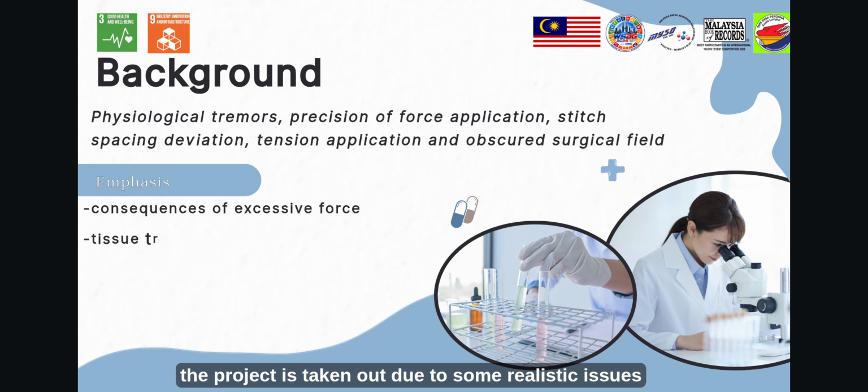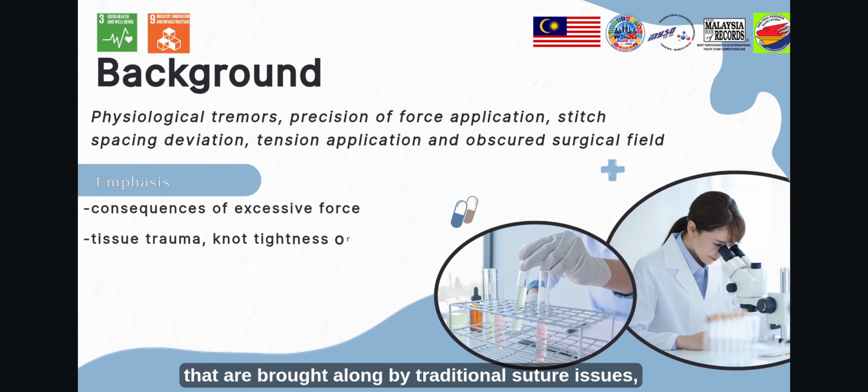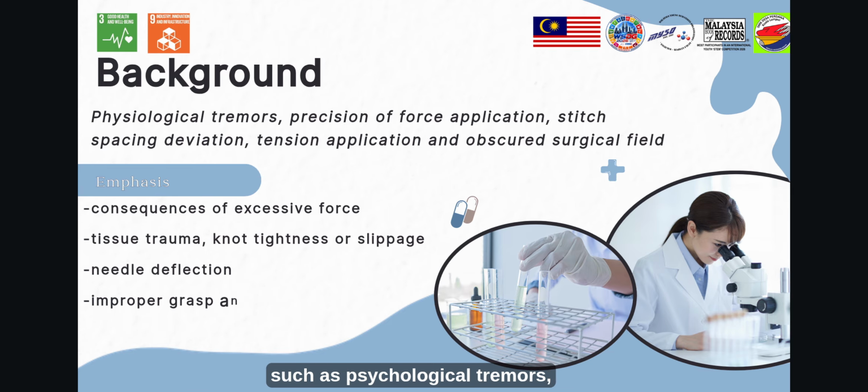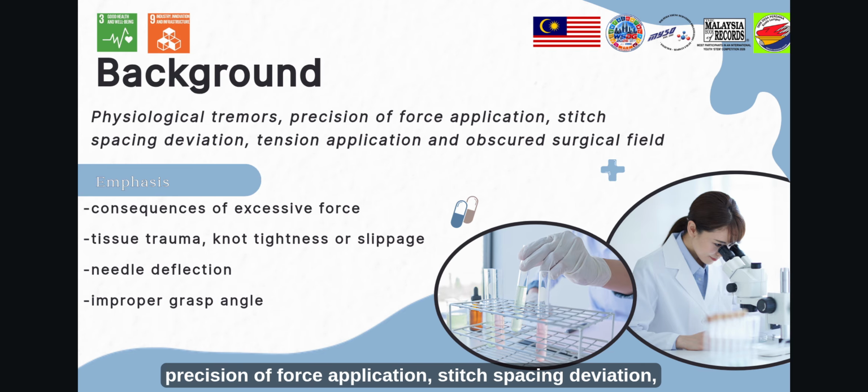As for the background, the project is carried out due to some realistic issues brought along by traditional suture, such as physiological tremors, criticism of force application, stitch spacing deviation, tension application, and obscure surgical field. To avoid these issues, robotic surgery has become widely used in surgery that needs high precision. Yet, current robotic surgery already integrates AI in certain tasks.